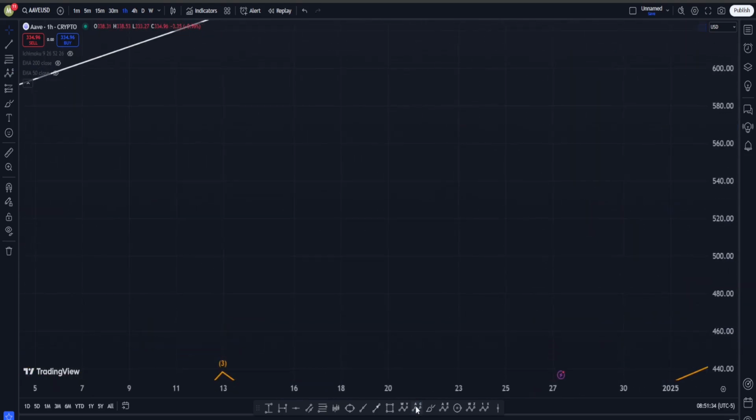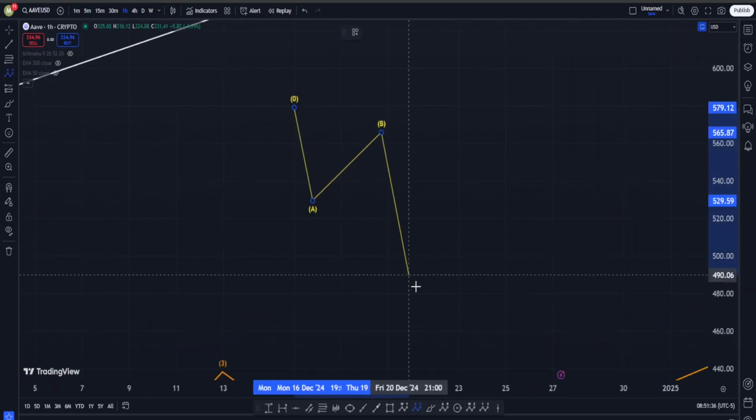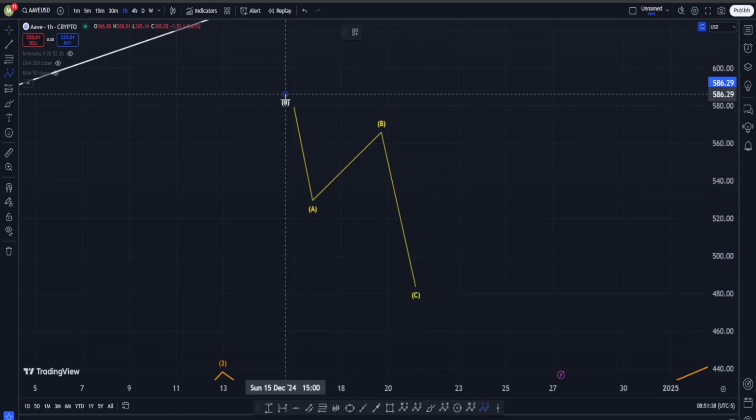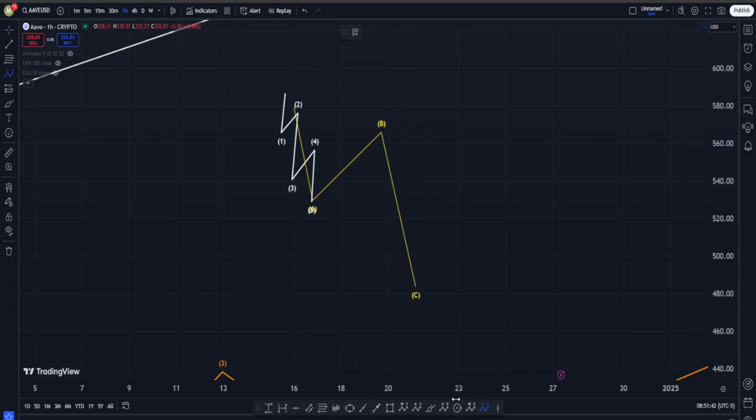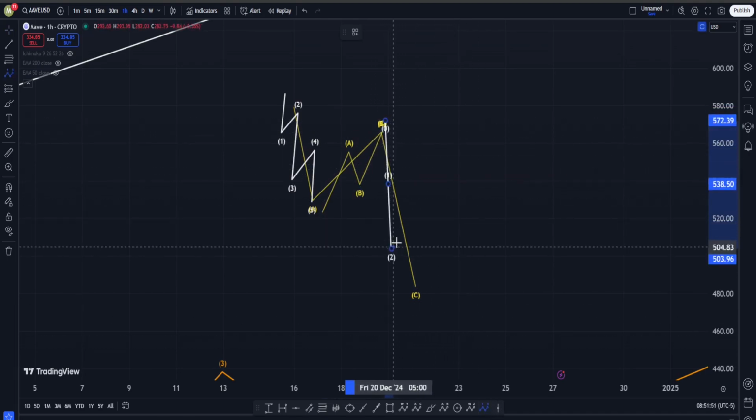And by the way, in a zigzag, sub waves are going to be like this. 5 wave down into A. And correction for wave B, maybe ABC, maybe WXY, maybe even a triangle, doesn't really matter. And then another 5 wave down into our C leg.